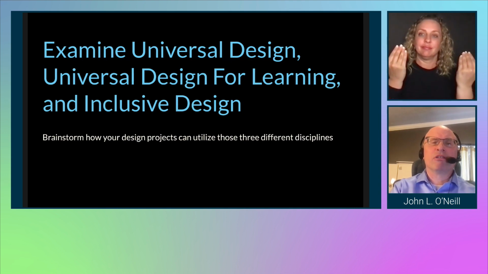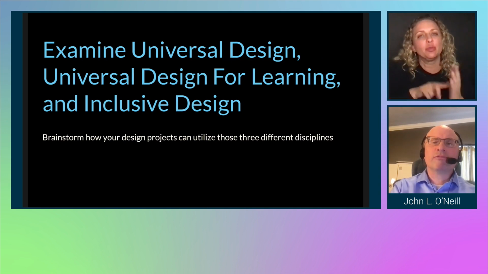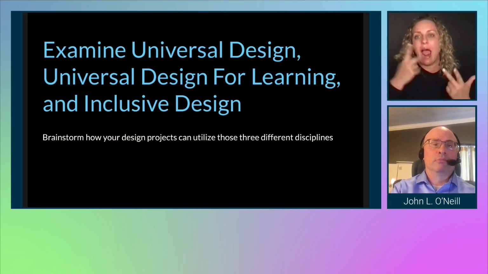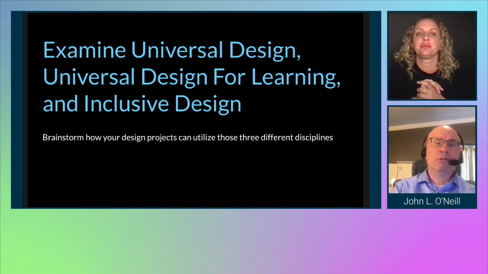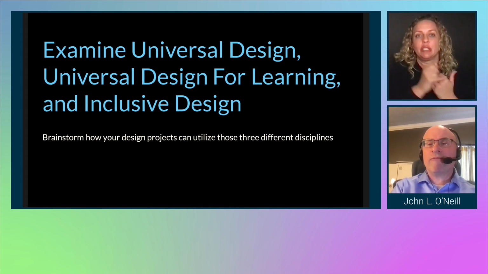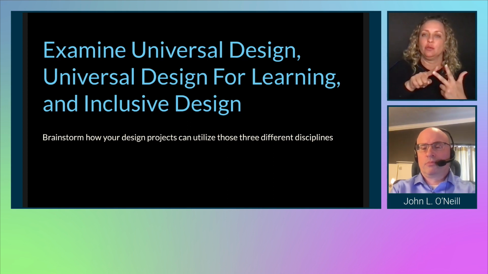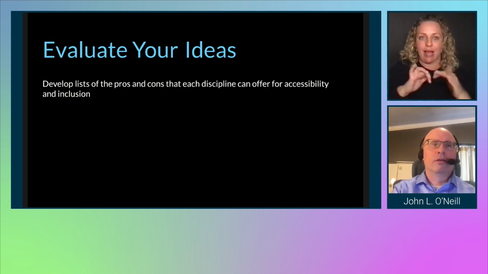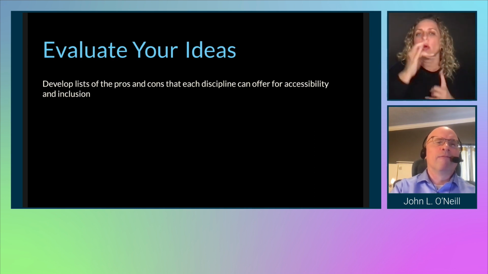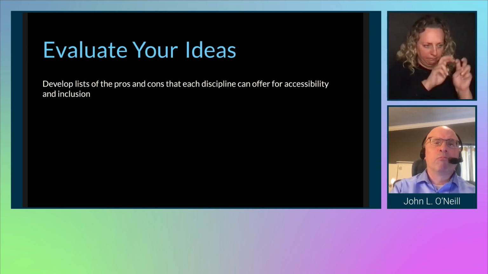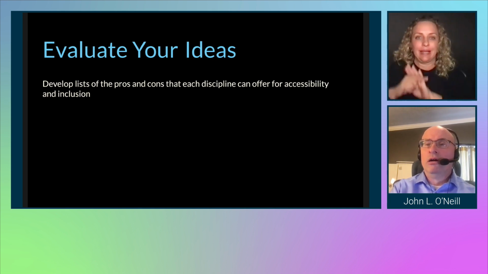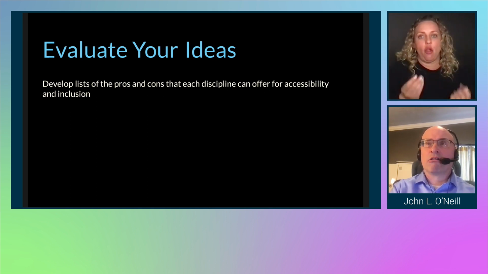Examine universal design for learning and inclusive design, based on how your design project can utilize the three different disciplines. Evaluate your ideas. Develop lists of the pros and cons that each discipline can offer for accessibility and inclusion.